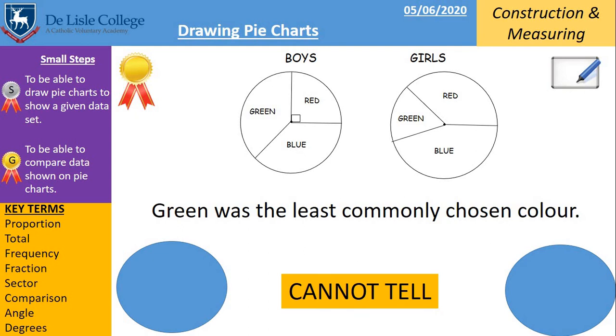Last one. Green was the least commonly chosen colour. Again, this would be one of these that you can't tell without knowing the full amounts. It was the least commonly chosen colour for girls, but it was also the joint most commonly chosen colour for boys. Without knowing the numbers, we can't add them together to make that conclusion.